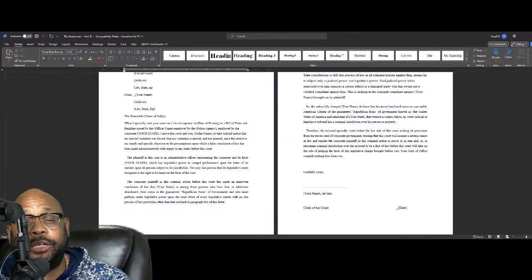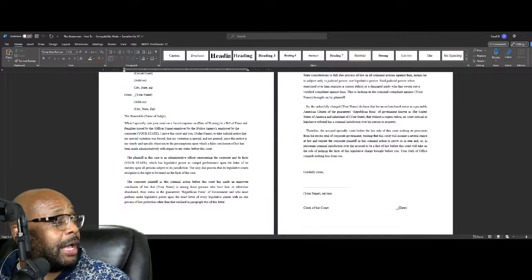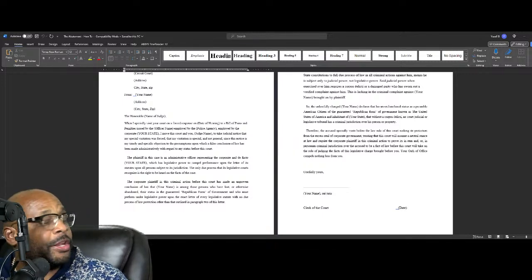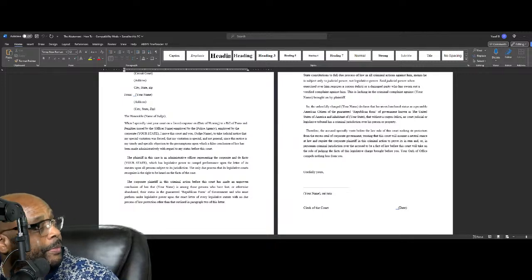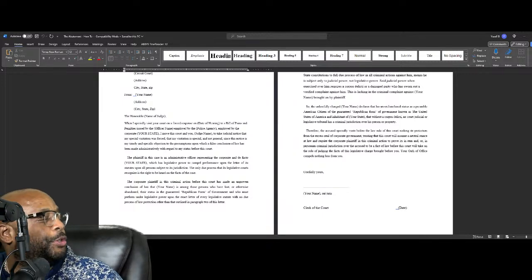This is what's called rebutting the presumptions. And it's done in a very intelligent way. You're not going to sound like a sovereign citizen. But anyway, it goes to the Honorable Judge so-and-so. When I specially visit your court on a forced response on such and such date to a bill of pains and penalties issued by so-and-so officer, employed by the so-and-so police agency, employed by the corporate Georgia state.